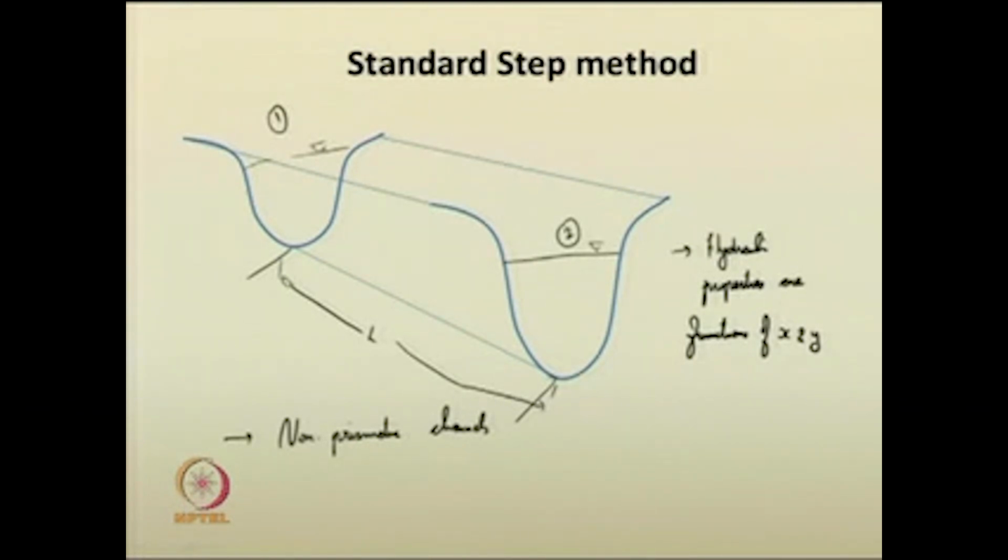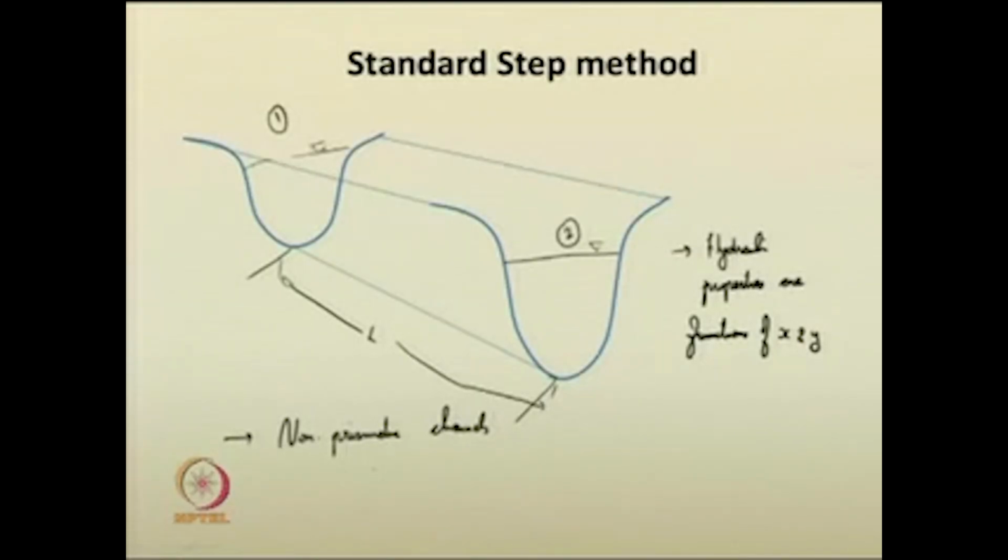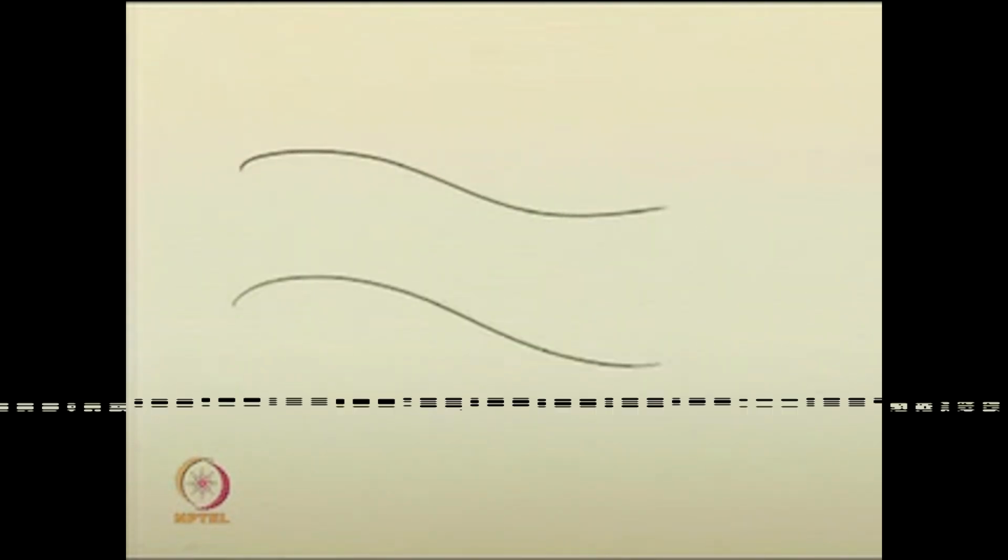In prismatic channels we have seen that most of the properties are functions of only the depth of flow y, but that is not the case in non-prismatic channels. So, we have to use these things. What do they do? Say you have a reach of a non-prismatic channel, they may conduct various field surveys at various locations, maybe a cross-sectional survey as well as a longitudinal survey along the reach, and the cross-sectional details will be captured at various locations.